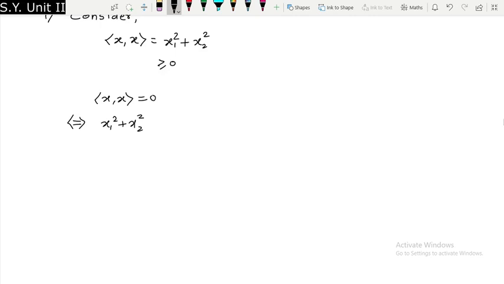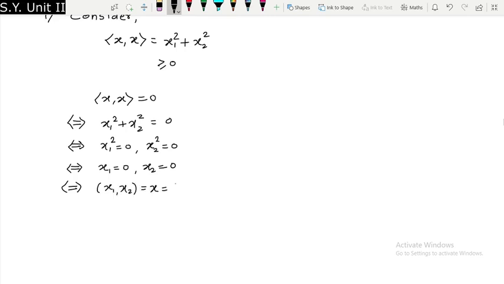So if and only if x1 square plus x2 square is equal to 0, if and only if x1 square is equal to 0, since both are non-negative, x2 square is equal to 0, if and only if what? x1 is equal to 0 and x2 is equal to 0, and that is if and only if your x, which is x1, x2, is equal to 0 comma 0, and that is what we wanted to prove, right? So first property is verified.